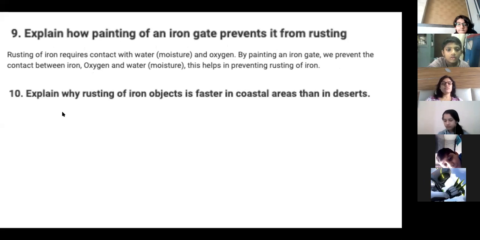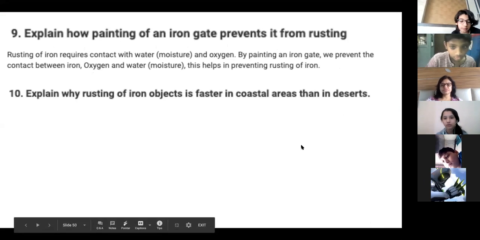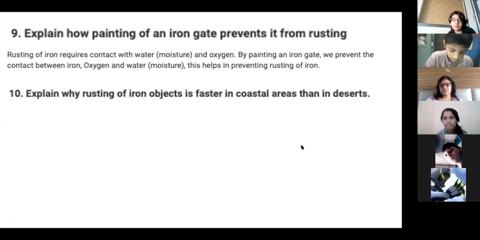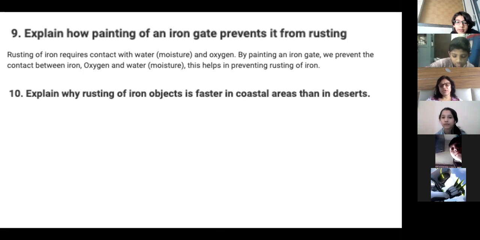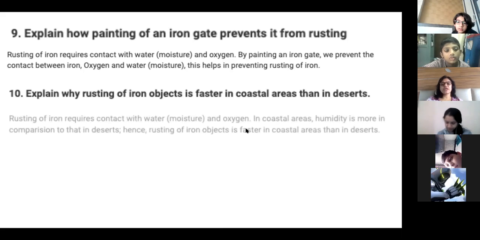Okay. Explain why rusting of iron objects is faster in coastal areas than in deserts. Because in coastal areas there is moisture in the air, and it is wet, so the iron gets rusted faster. Because more water vapor is there, and rust takes place on coming in contact with water. That is the correct answer Abdullah gave.